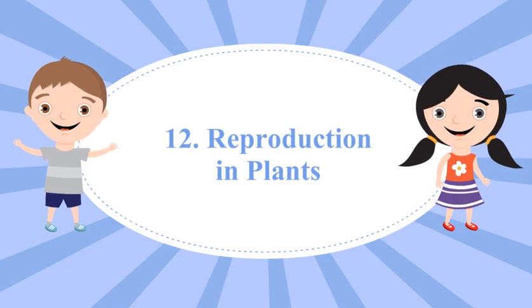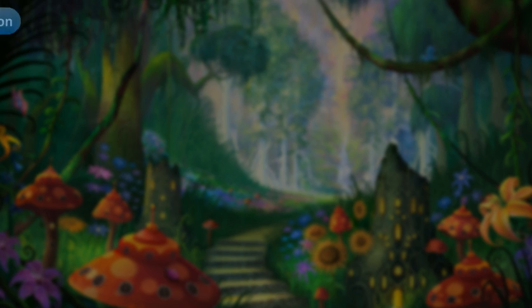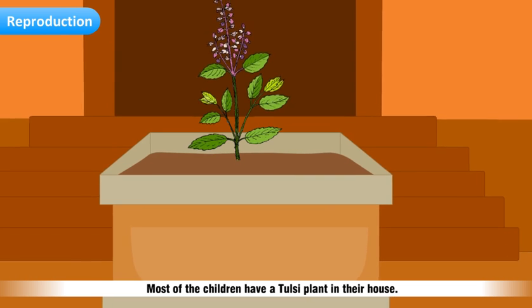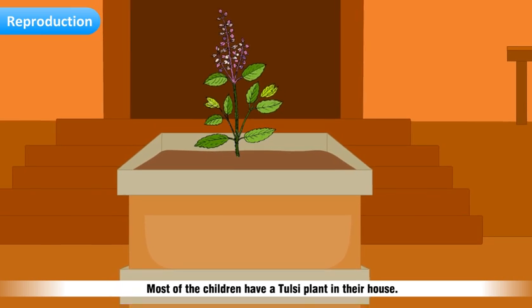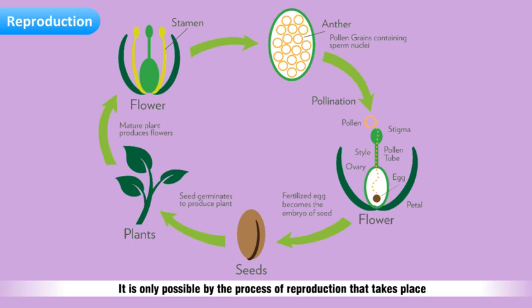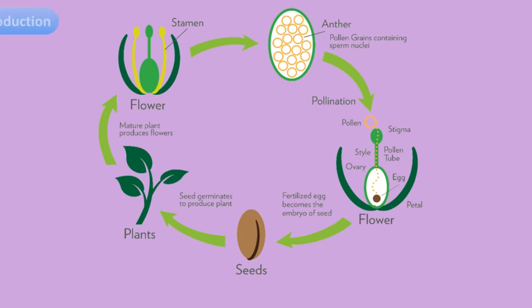Chapter 12. Reproduction in Plants. Reproduction. In the rainy season, you may see that some small plants grow under the main tree. Most of the children have a tulsi plant in their house. You may see numerous small plants grow around the main plant. It is only possible by the process of reproduction that takes place in all living organisms to continue their race.